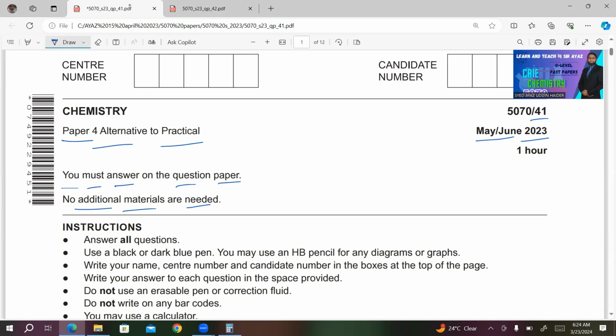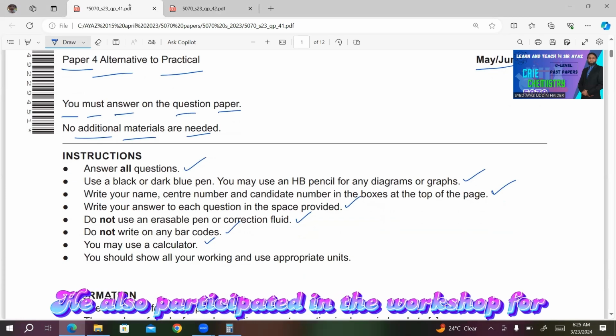Instructions for this paper: answer all questions. Use a black or dark blue pen. You may use an HB pencil for any diagrams or graphs. Write your name, center number, and candidate number in the boxes at the top of the page. Write your answer to each question in the space provided. Do not use an erasable pen or correction fluid. Do not write on any barcodes. You may use a calculator. So it means there are some calculations, so you need a calculator for doing those calculations. You should show all your working and use appropriate units.